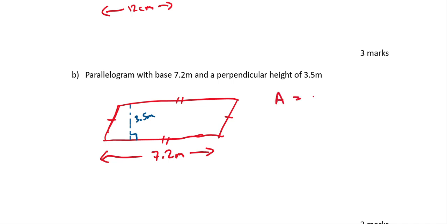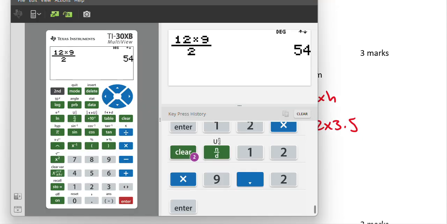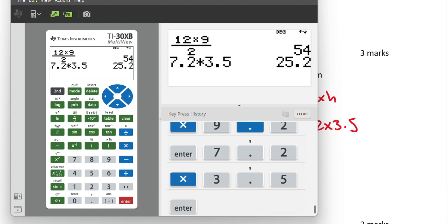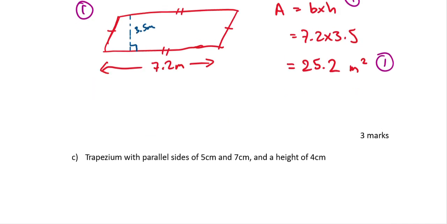So now you just write the area for a parallelogram, which is base times height. Substitute the values in. And then, oh, that's not the right one. 25.2 meters squared. Okay. So it'll be 1 mark for diagram, 1 mark for formula, 1 mark for answer.